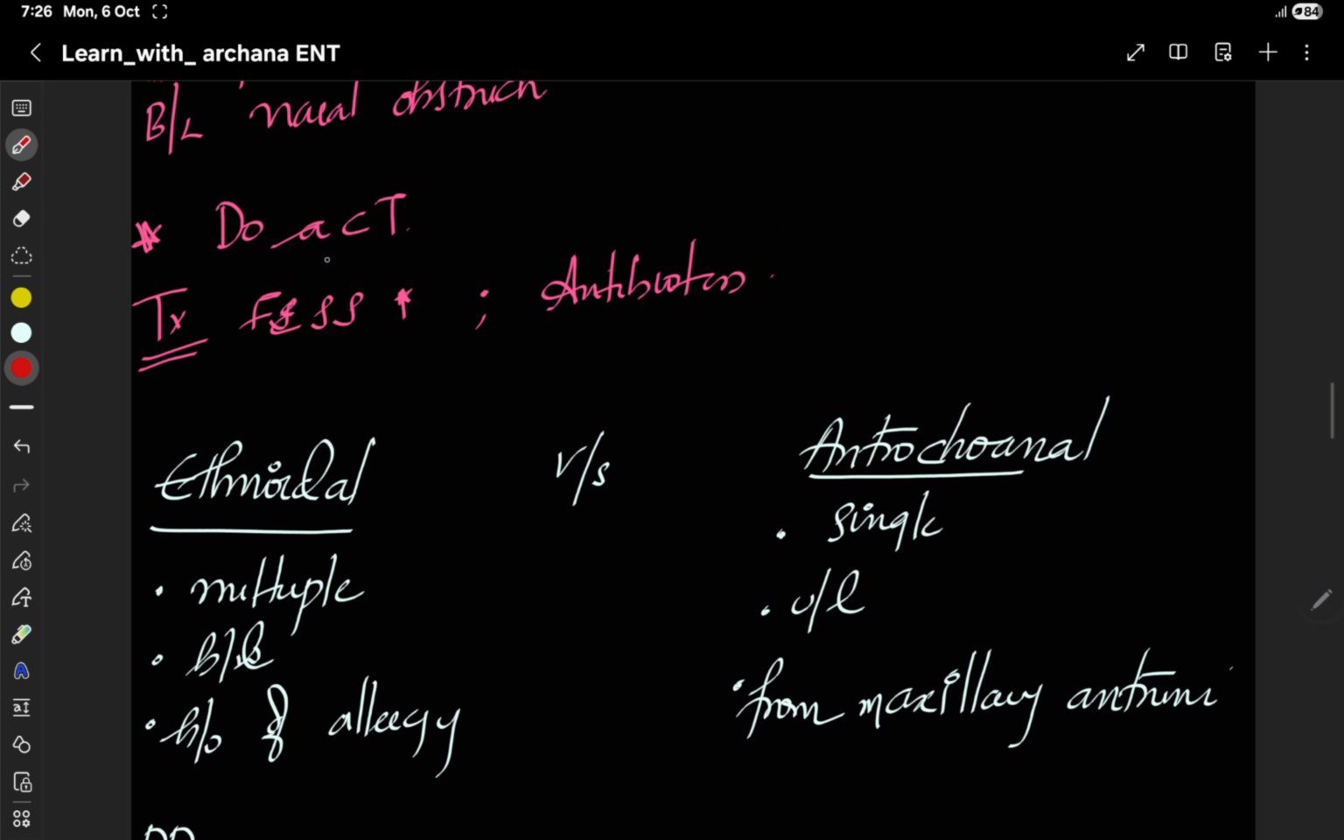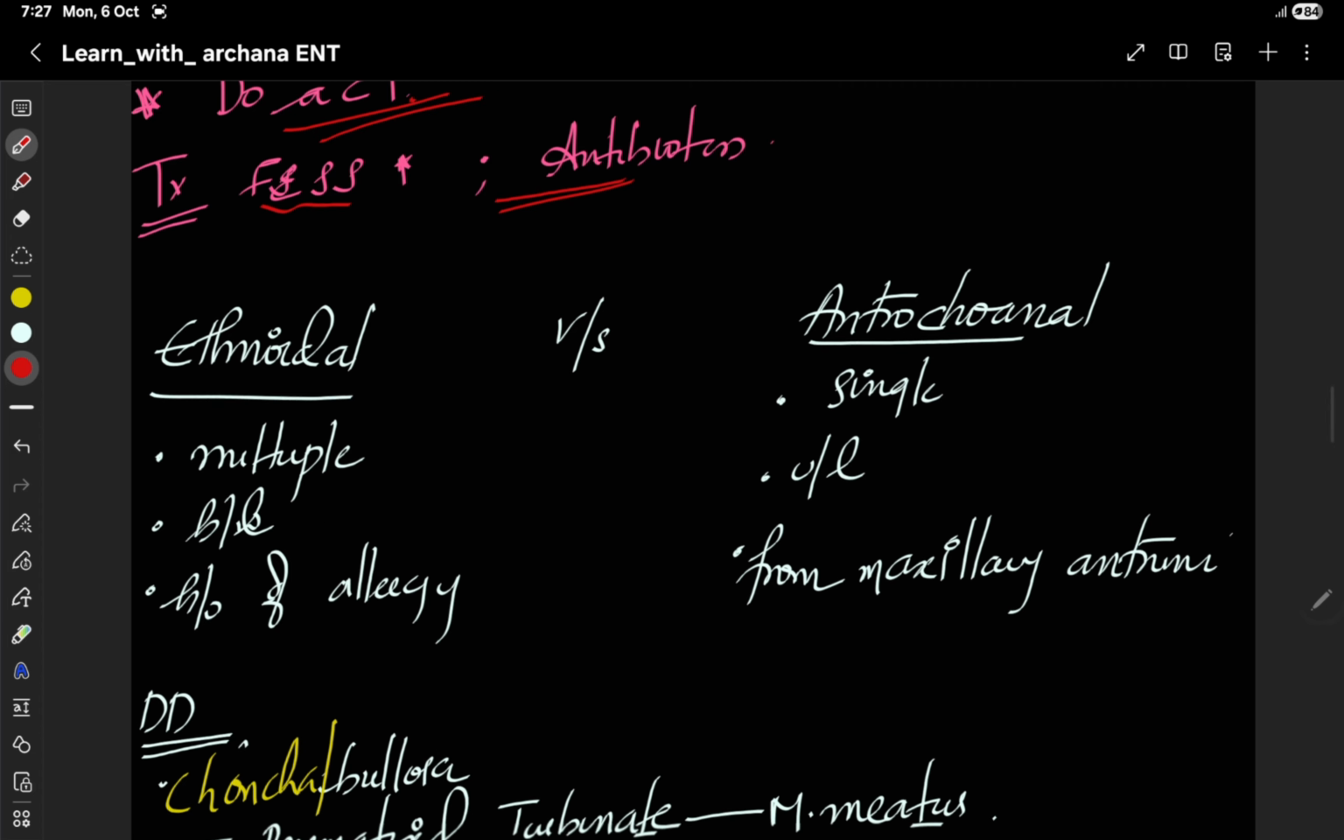Then what do we have to do? A CT. Then we can find involvement of the maxillary sinus. Then treatment is excision of the polyp and we can give antibiotics.